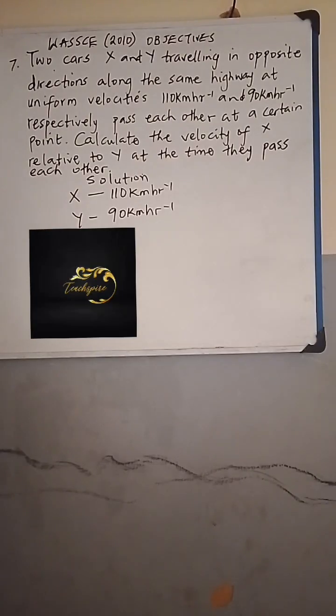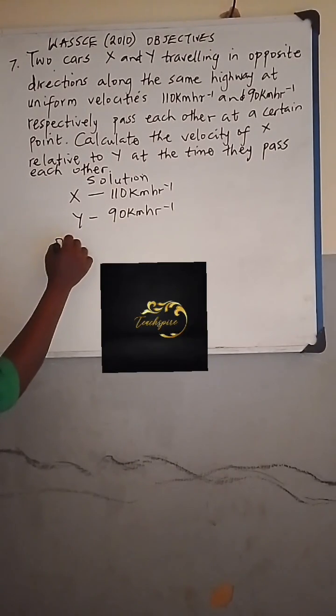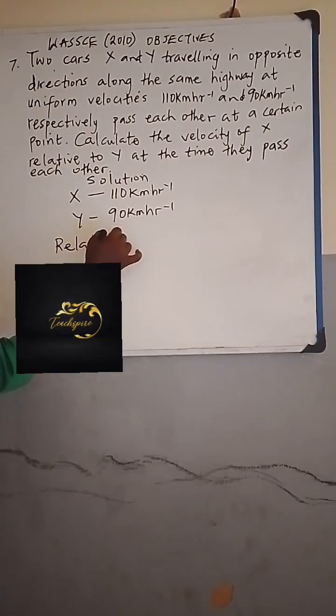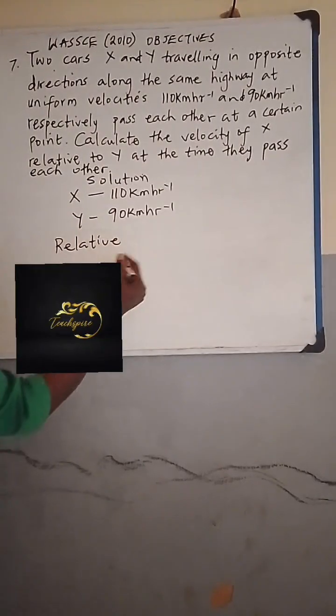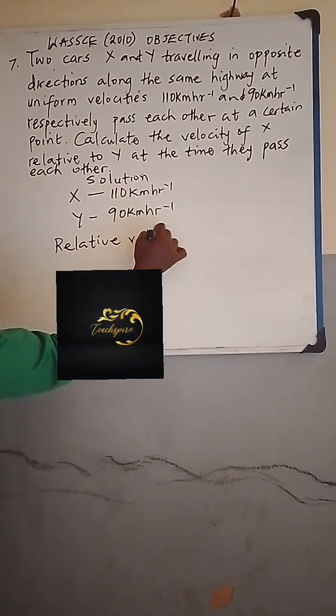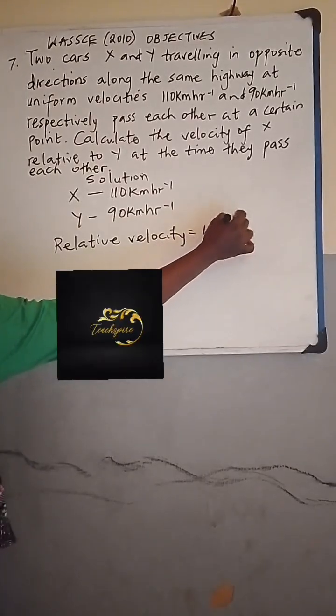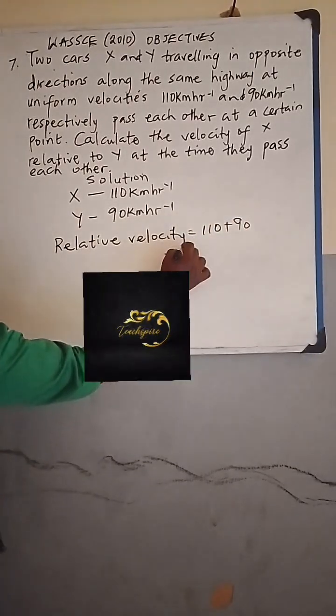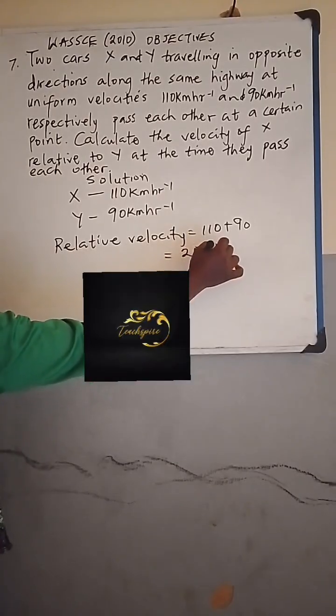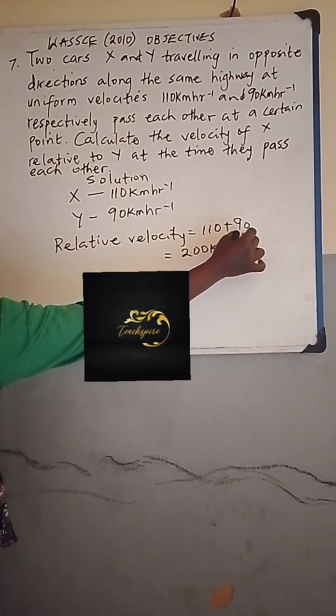When two objects are traveling in opposite directions, their relative velocity is simply the sum of the individual velocities. So the relative velocity here is 110 plus 90, and that's going to be 200 km/h.